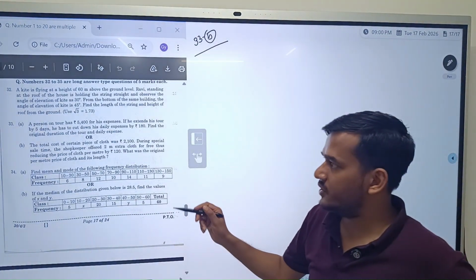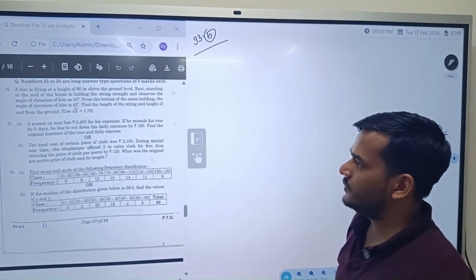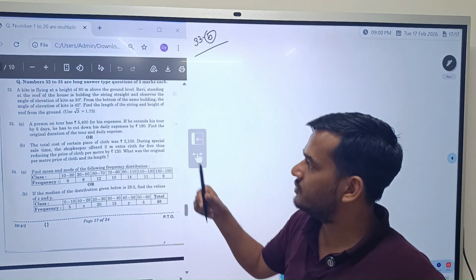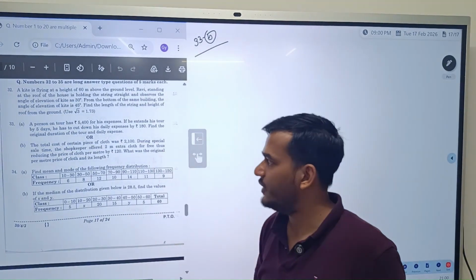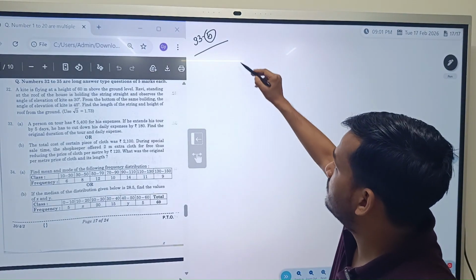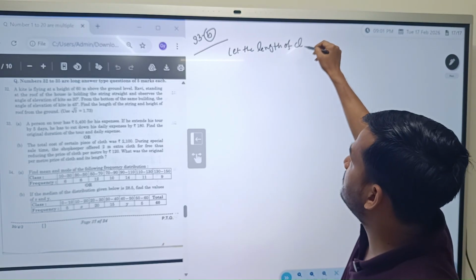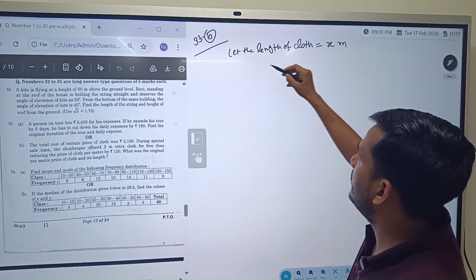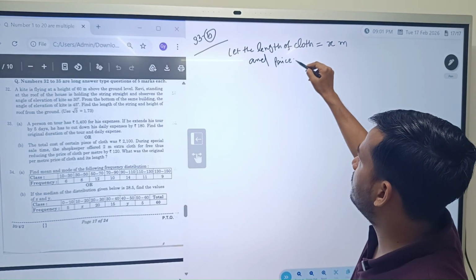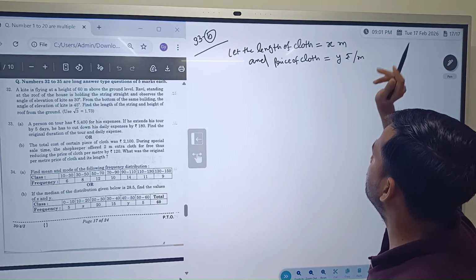So if you read the question, the total cost of a certain piece of cloth is 2100. In this also, the cost of the cloth is decided by the price of the cloth per meter and the length of the cloth. So let the original length of the cloth be x meter and the price of cloth be y rupees per meter.